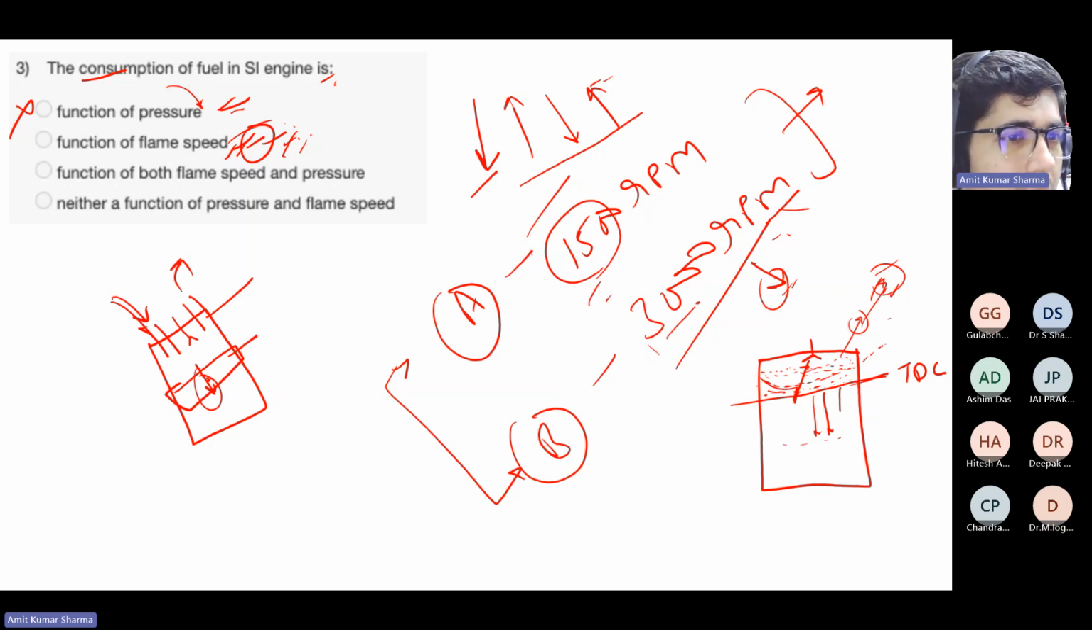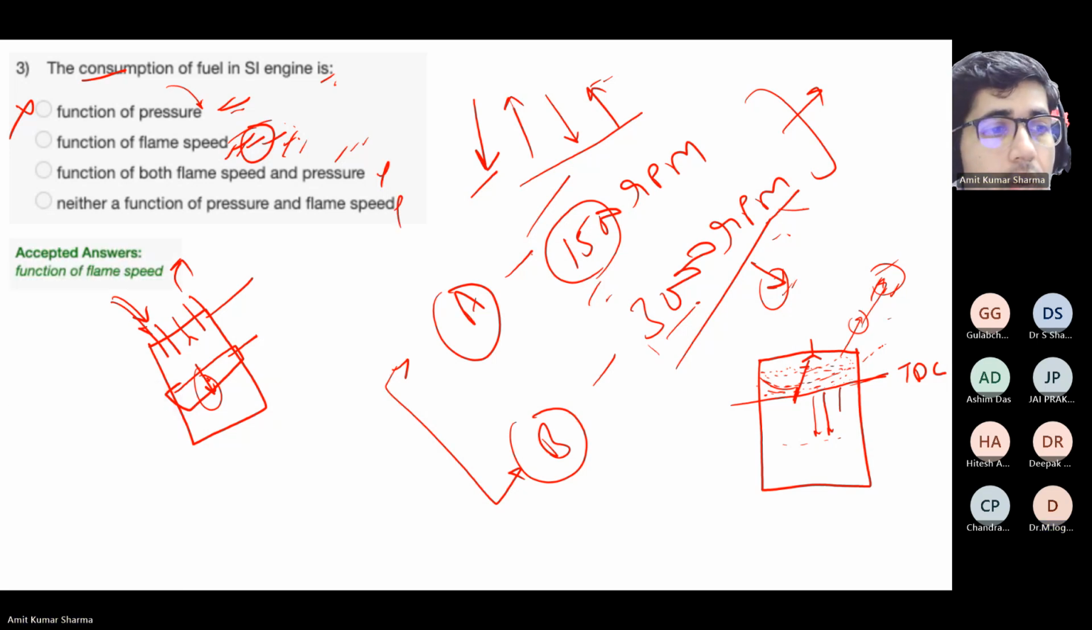So the consumption is not connected to the pressure, it is connected with the flame speed. Then option C is also incorrect because it is neither a function of pressure and flame speed. So the answer is B, function of flame speed.